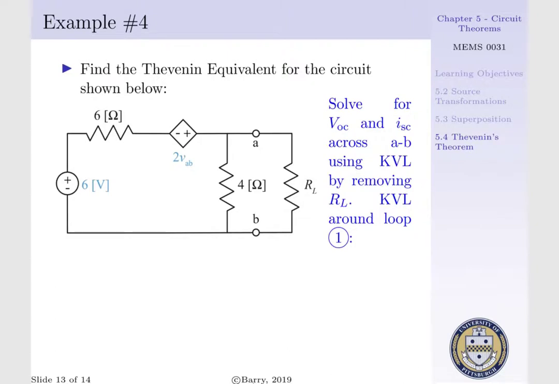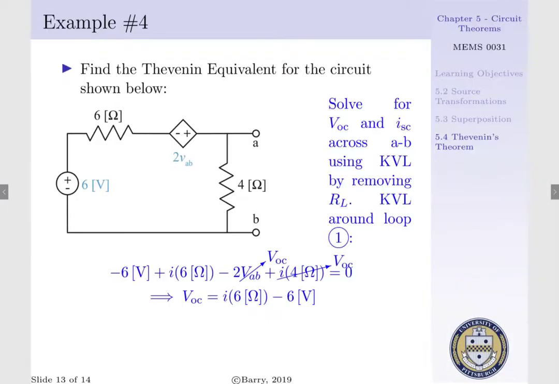This will be employed by removing our load resistance. Now, if we construct a KVL loop around loop 1, we'd have the following. Starting in our bottom left-hand corner and proceeding in a clockwise fashion, we'd have minus 6 volts plus our voltage potential across our 6 ohm resistor, which is expressed as our current I times the resistance of 6 ohms, minus 2 VAB plus our voltage potential across our 4 ohm resistor, which is equal to our current I times the resistance of 4 ohms, and this is equal to 0.